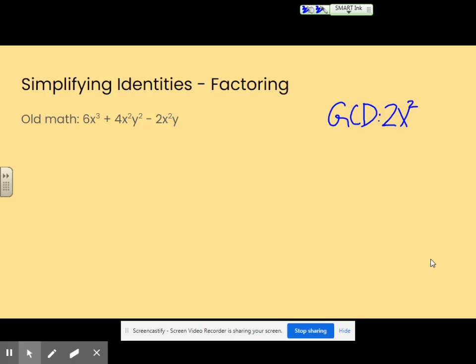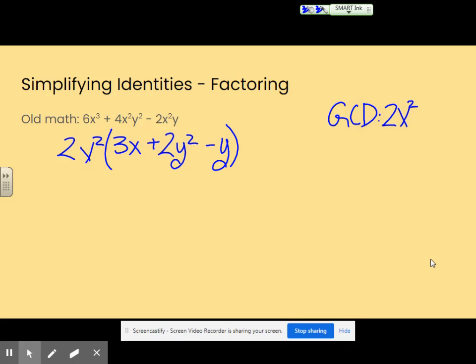Some of the terms have more things in common, but for all three of them, that's all that I have. So I'm going to factor out that 2x squared, and I'm going to divide that from each of the terms. So for the first term, I'm left with 3x. For the second term, I'm left with 2y squared. And for the last term, I'm left with minus y.